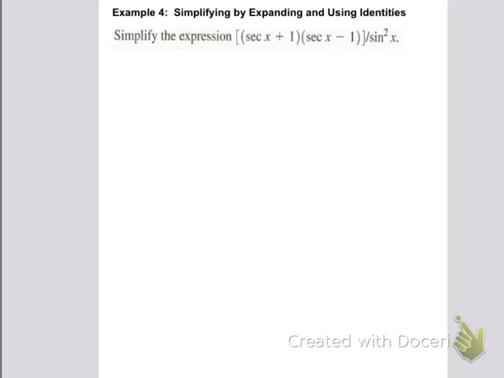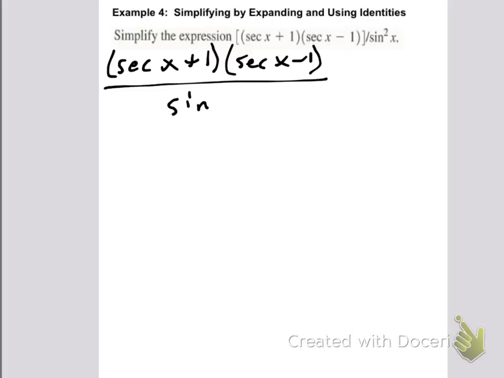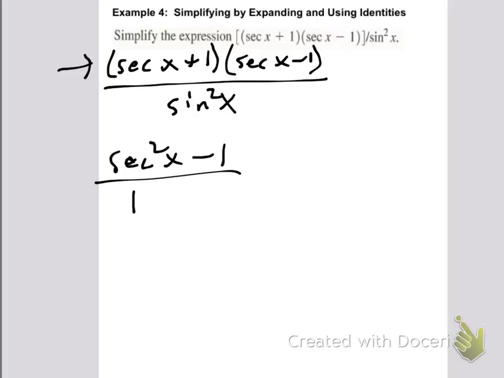Alright, more simplifying. Now, this problem is really this: secant plus 1 equals secant minus 1 over sine squared. The first thing I want to do is distribute up here. I want to FOIL, so I'm going to get secant squared x minus 1. Whoops, that's an e.